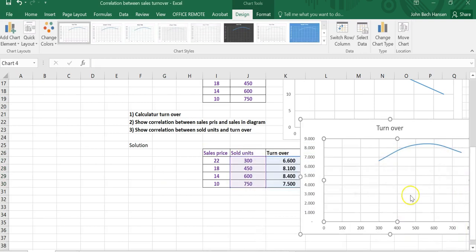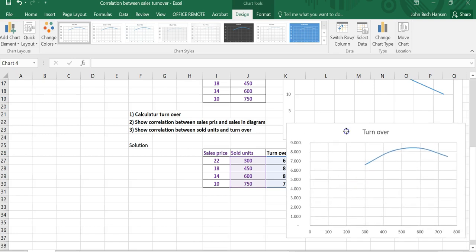And here we can very clearly see that it doesn't always benefit from selling as much as possible, meaning sold units. So if in fact they had taken a price of 10 and sold 750 and said, well, we are very, very busy, we have a huge sale. How much was it? 750 units. Fantastic. Well, measured in money, it's not the optimum, because it's around here, around 550 or something like that.